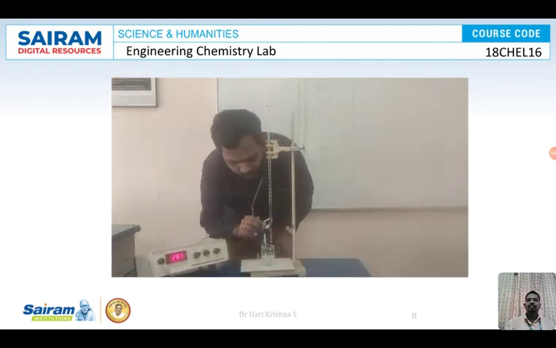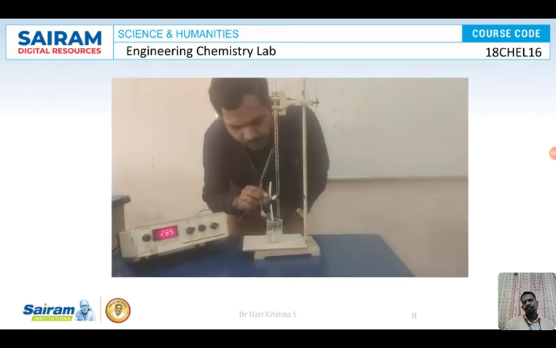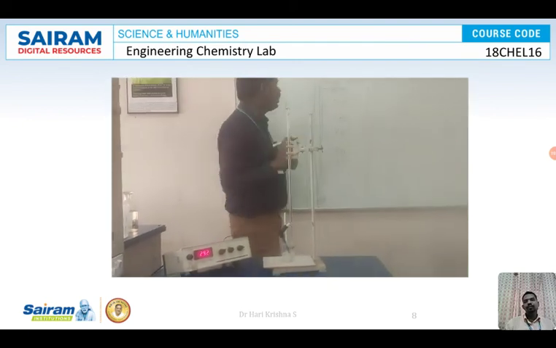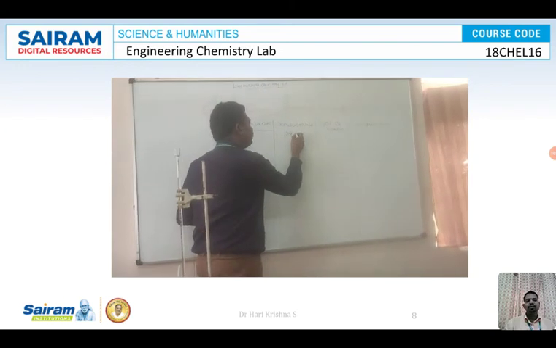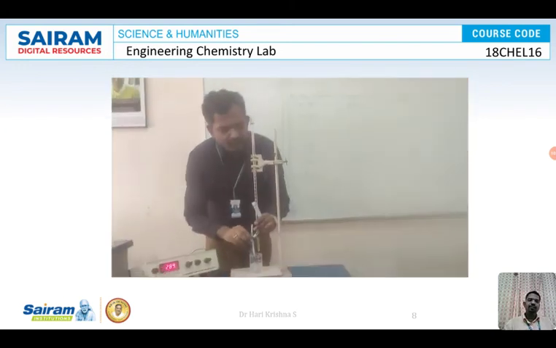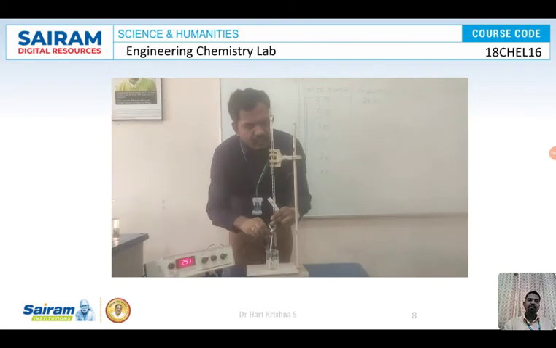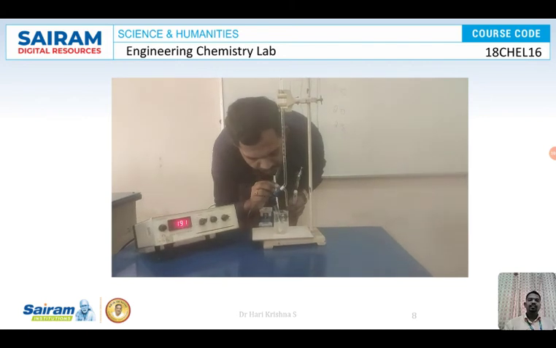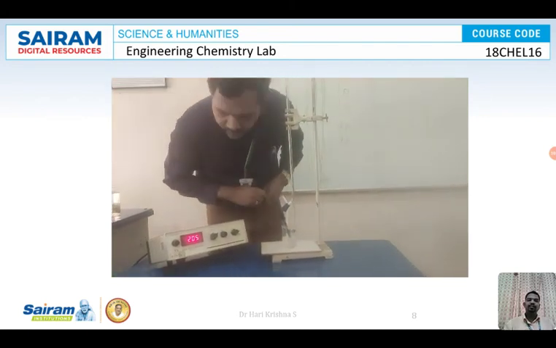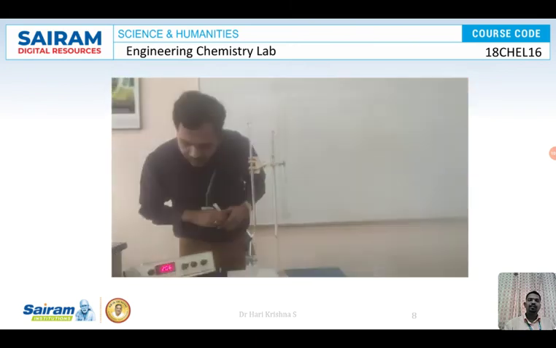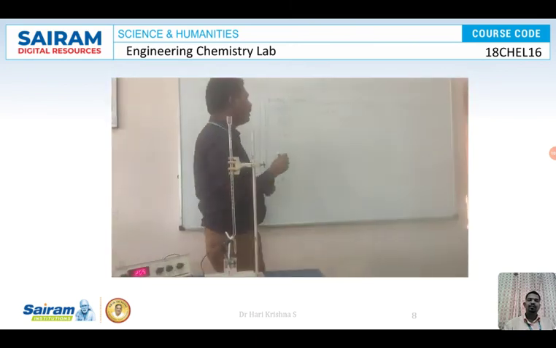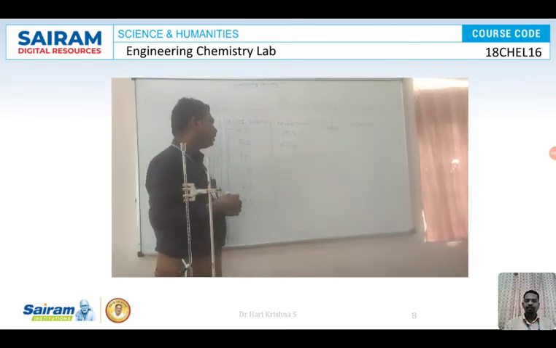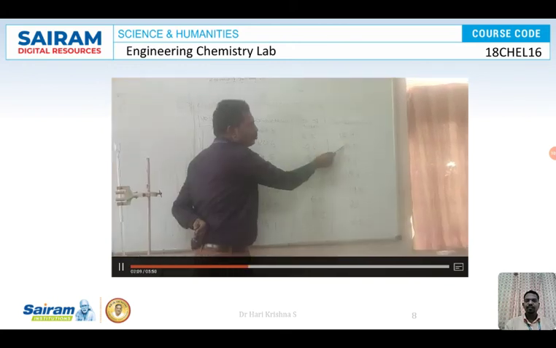To start with, before adding NaOH, the zeroth reading is 29.3 per mole per centimeter. So we are going to add 0.5 ml of NaOH. HCl gets neutralized, so the value is 20.6. Similarly, we are going to add 0.5 ml, 0.5 ml, 0.5 ml and continue.